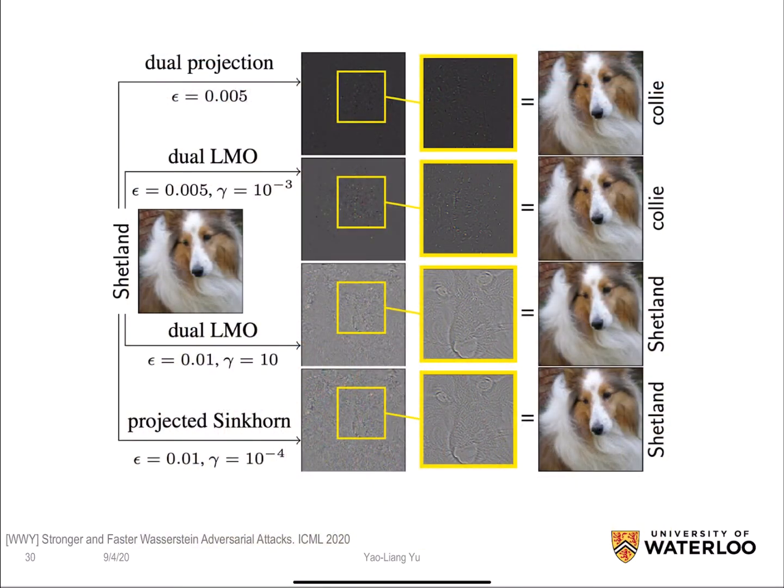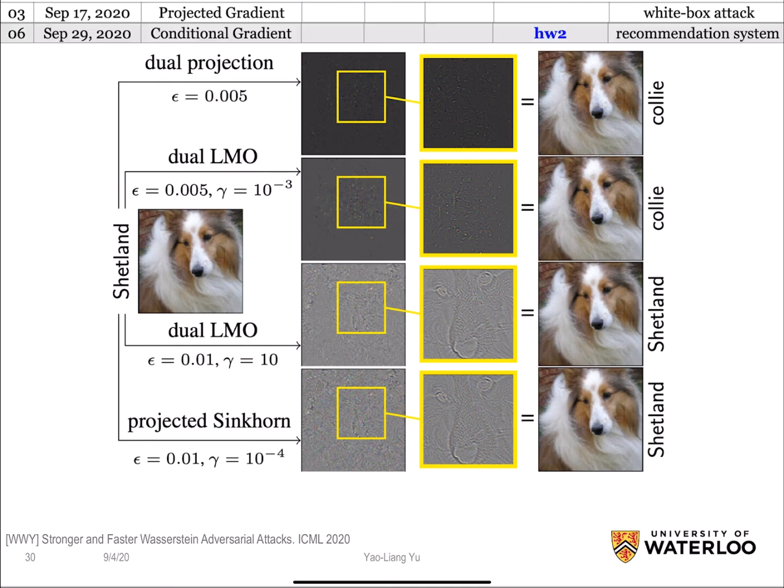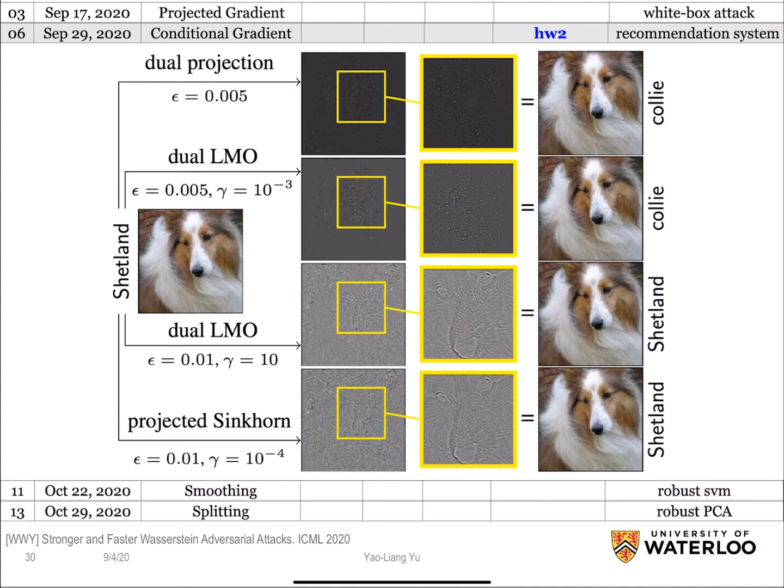So to give you an idea, the two algorithms above are basically the projected gradient algorithm and the conditional gradient algorithm. We're going to cover them in lecture 3 and lecture 6. The bottom algorithm here involves smoothing, the parameter gamma, and splitting as well. So we're going to cover them in lecture 11 and lecture 13.